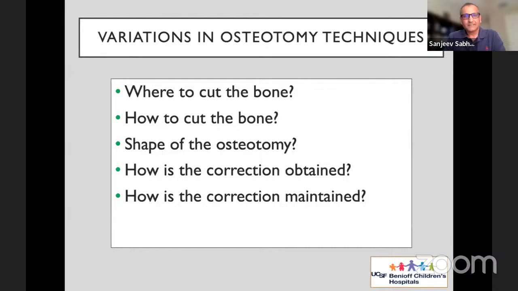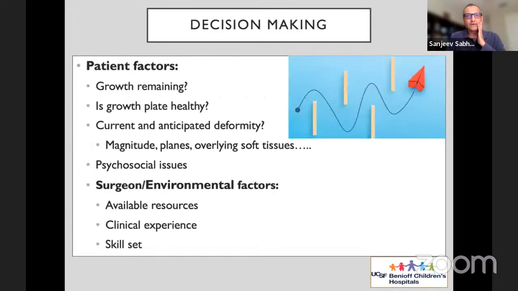There are variations in osteotomy techniques, in terms of where do you cut it, how do you cut it, do you use a saw, do you use multiple drill holes, osteotomes, jigsaw, shape of the osteotomy, especially if you're doing acute correction, how is the correction obtained? Do you just cut it and fix it, or do you do fixator-assisted nailing or plating? And how do you maintain the correction, right? Intramedullary implants, extramedullary plates and screws, external fixator, etc. So while I'm not going to go into the details of pros and cons of these different options, I think through the upcoming cases, we can get a flavor of how we can do it.